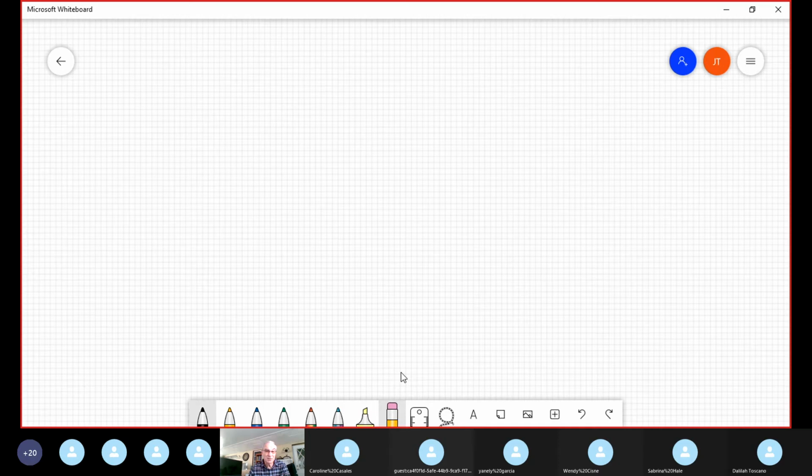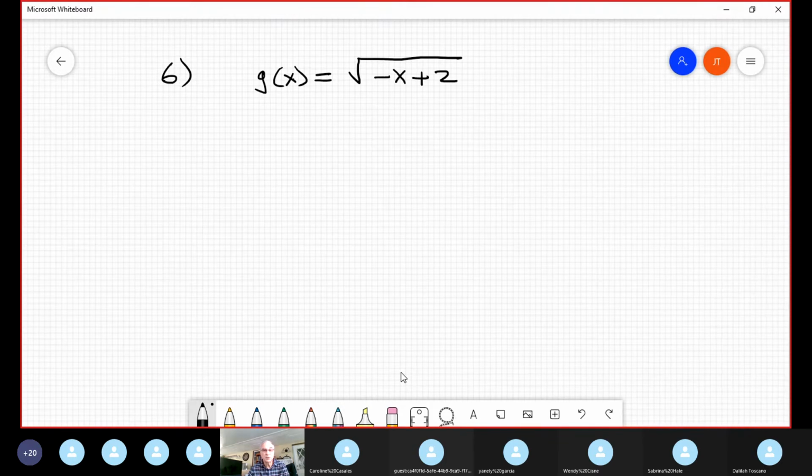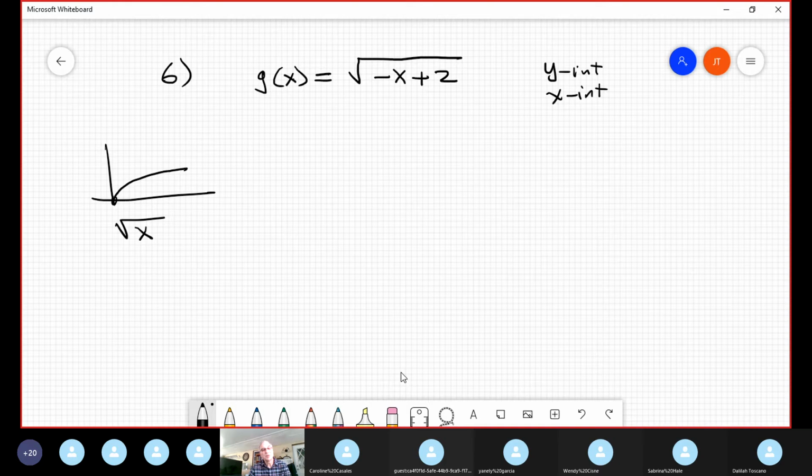Number 6 is similar. It's another function. This is a little bit more complicated. You have g of x equals the square root of minus x plus 2. This is confusing because I know very well. They want the graph of this using transformation. And by the way, we practice a little bit also the y-intercept and x-intercept, which is easy using the formula. I remember that the square root function looks like that. This is the classical square root function.